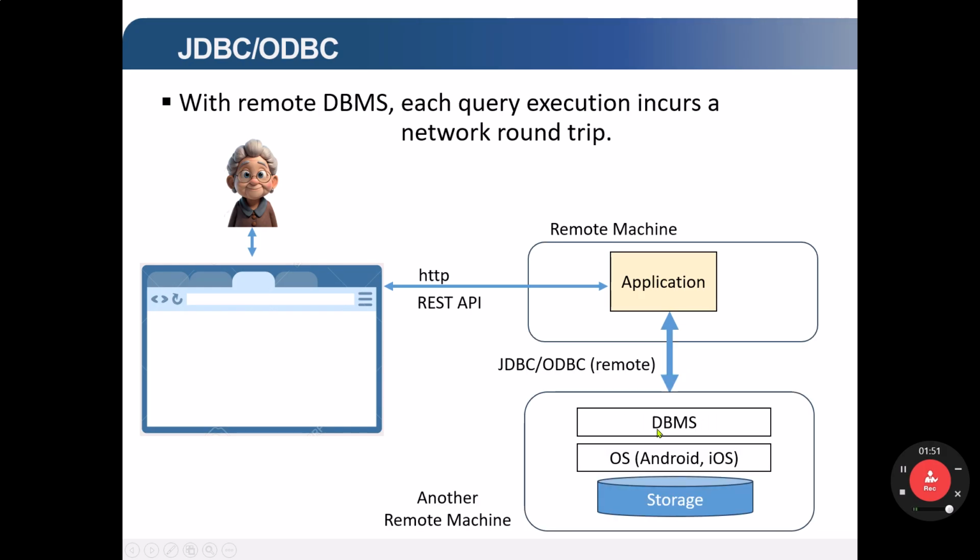In large-scale web services, it is common to run the DBMS on a separate machine. So suppose your application is running on this upper machine, and this application can make a connection to a DBMS running on another remote machine. In that case, you can still make a connection to this DBMS using JDBC or ODBC.